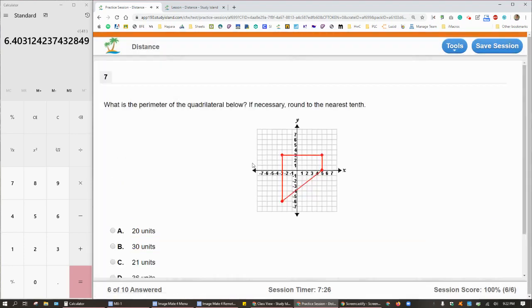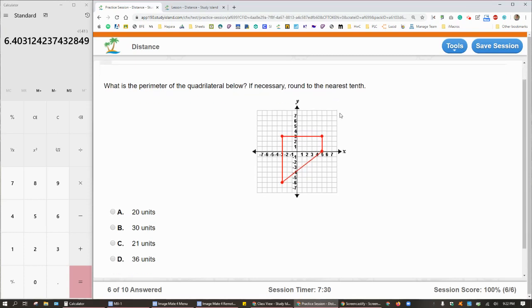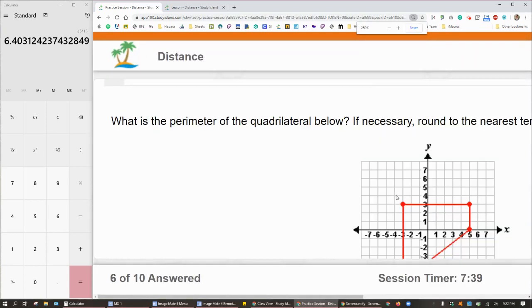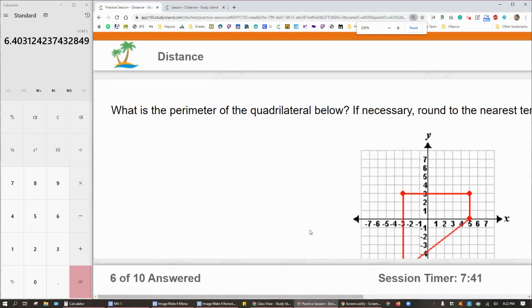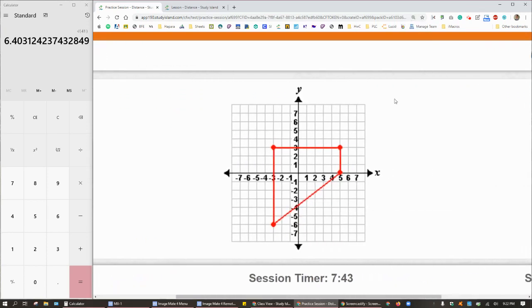Next problem. Number 7, what is the perimeter of the quadrilateral below, if necessary, round to the nearest tenth? So we're going to round if we need to, but none of these answers are rounded, so it shouldn't be a problem. Let's go ahead and count. Again, we're just going to count the perimeter, going all the way around it here. Try and zoom in so you can see that a little bit better.